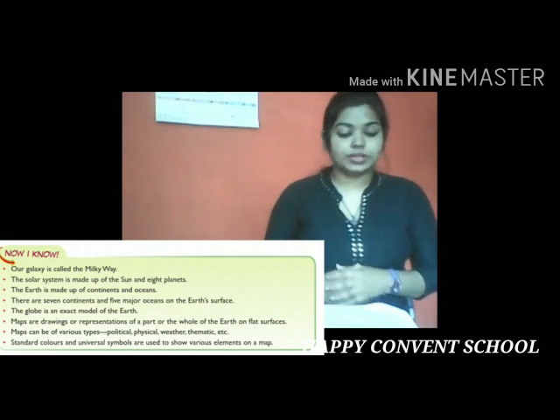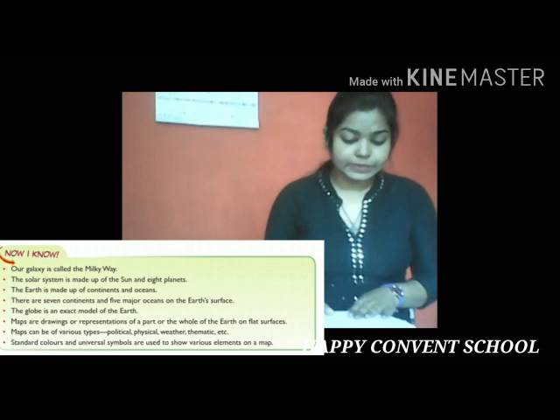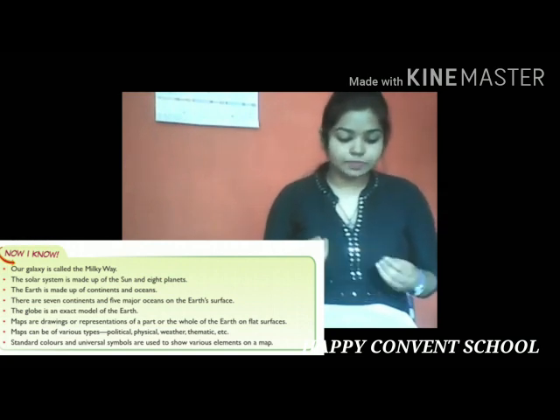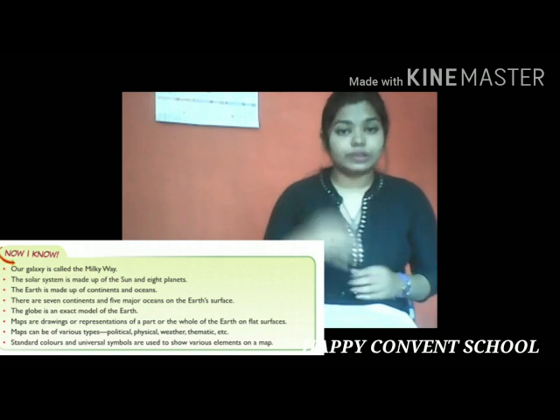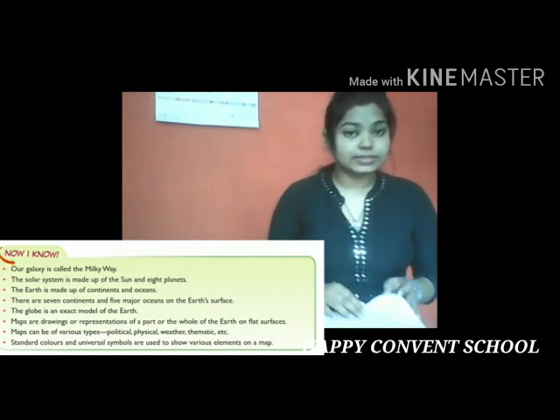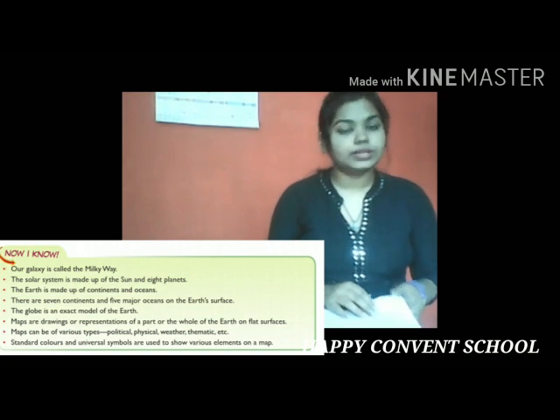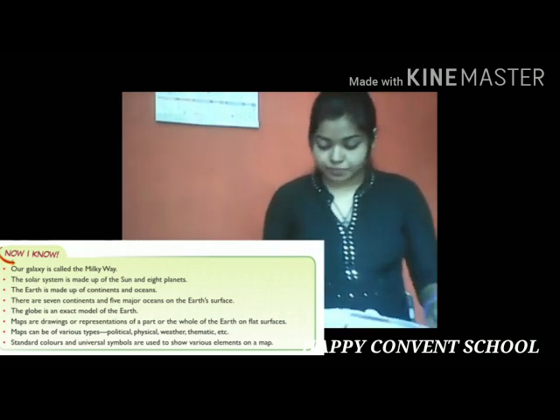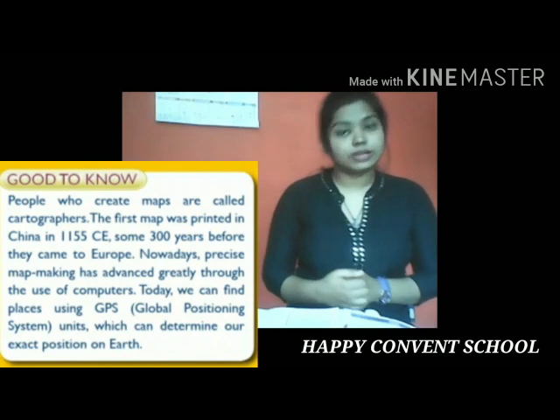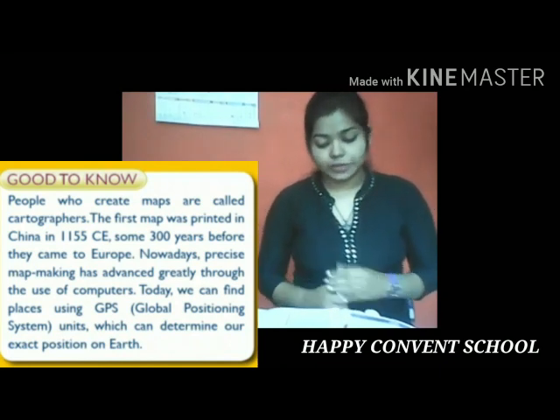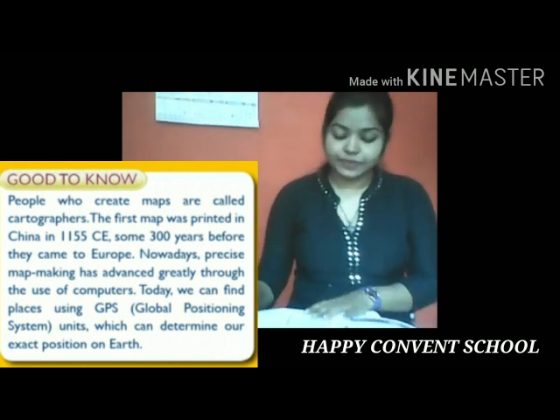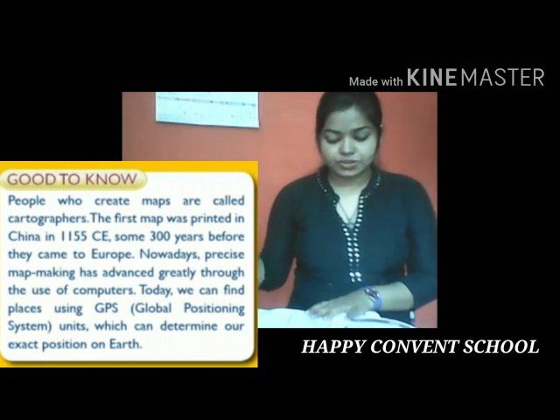Maps are drawings or representations of a part or the whole of the earth on a flat surface. There are different types of maps like political map, physical map, weather map, thematic maps, etc. We use some standard colors and symbols to show the various elements of a map. And those signs and symbols which we use are called what? Conventional signs and symbols. People who create maps are called cartographers. Those who create the maps are called what? Cartographers.